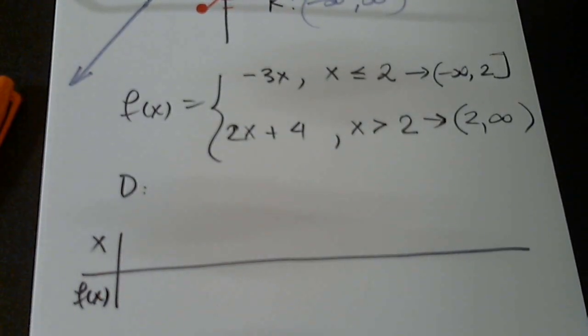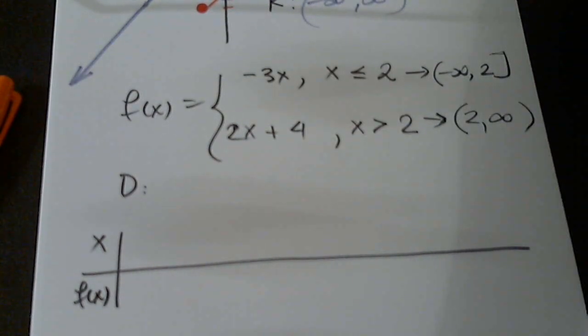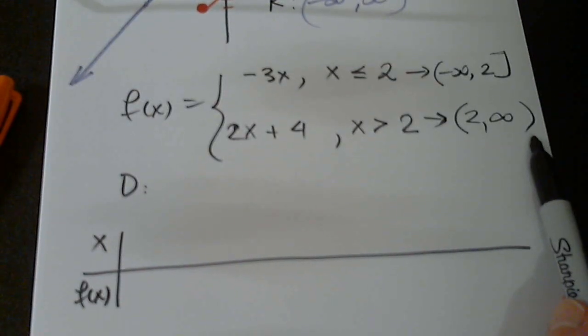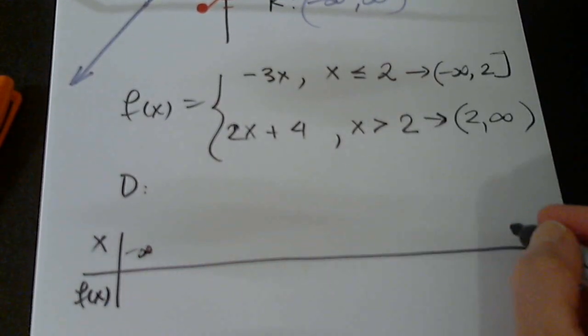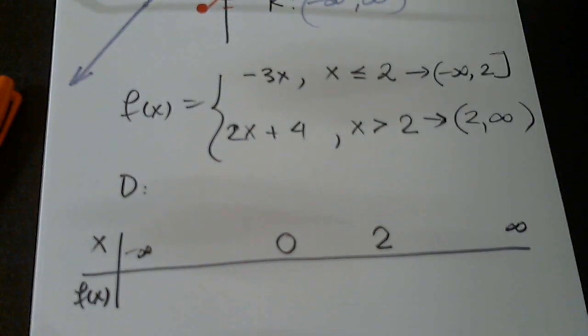This is not always going to be the case, but this is a simple example. But domains will not always be all real numbers. It is indeed all real numbers: everything to the left of 2, 2, and everything to the right of 2. So negative infinity to infinity. 2 has to be in the table for sure, because something major happens at 2.